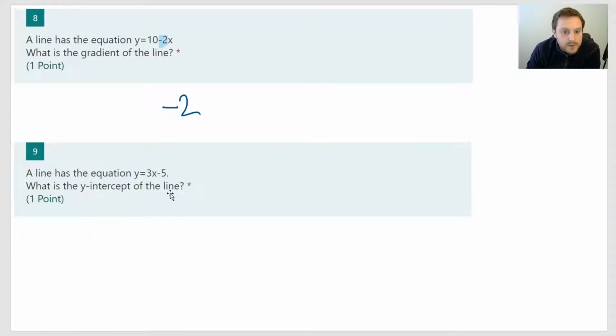What is the y-intercept of this line? So the y-intercept is -5. I'm not saying it's the way you have to think about it, but you can think about it like this: if I've got 3x minus 5, it's just the same as 3x plus -5. That's the same thing. And the plus c, whatever this is, is the y-intercept. So we are going through -5.